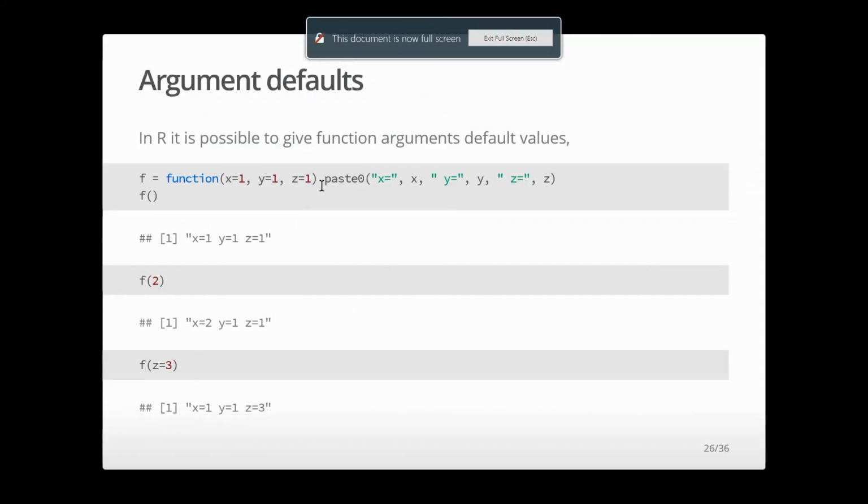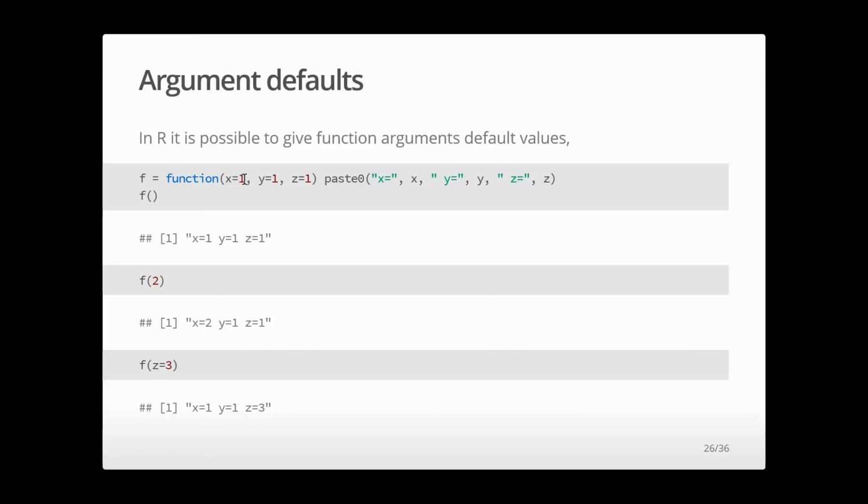If you want to avoid that, then you give it some default values. So here we're saying, if you don't get anything for x, use 1. If you don't get anything for y, use 1. If you don't get anything for z, use 1. Otherwise, obviously, use the given arguments. So here, if we don't give it any arguments, it'll use 1, 1, 1. Here, if I give it 2, it's going to match it up to the first argument and say x is 2, and it uses the defaults for the others. And then you can also say z is 3, and it will use the defaults for the other ones.